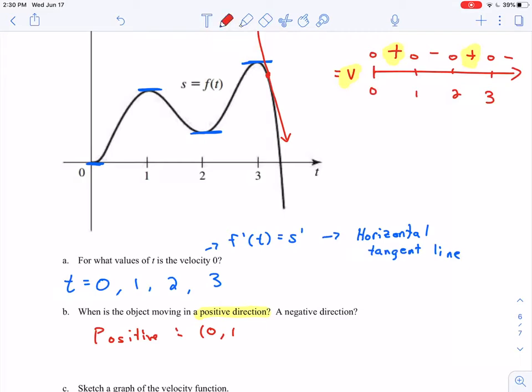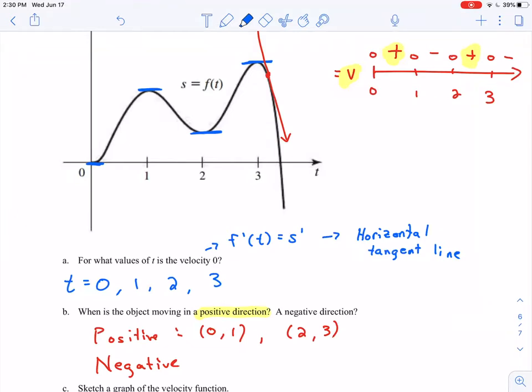So, between 0 and 1, and where else? On this interval right here, between 2 and 3. So 0 to 1 and 2 to 3. What about a negative direction? So a negative direction, negative. So let's highlight those in blue.